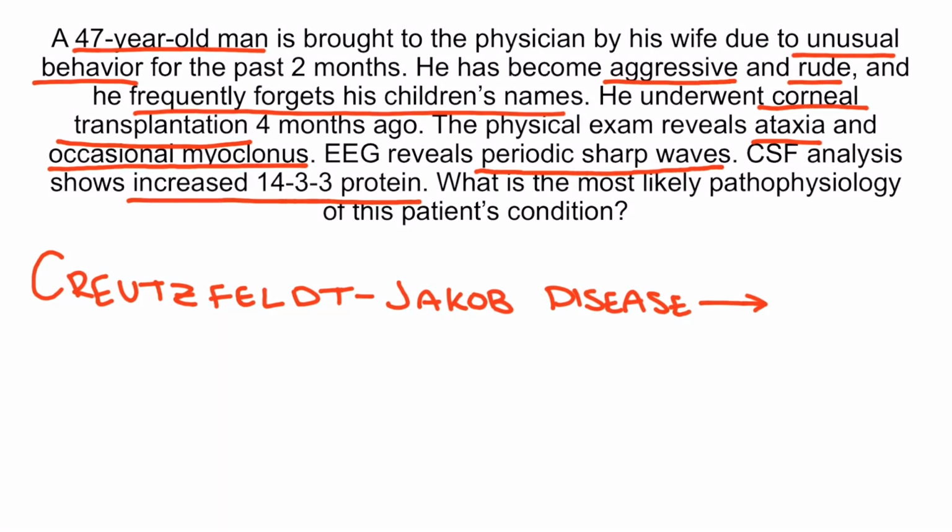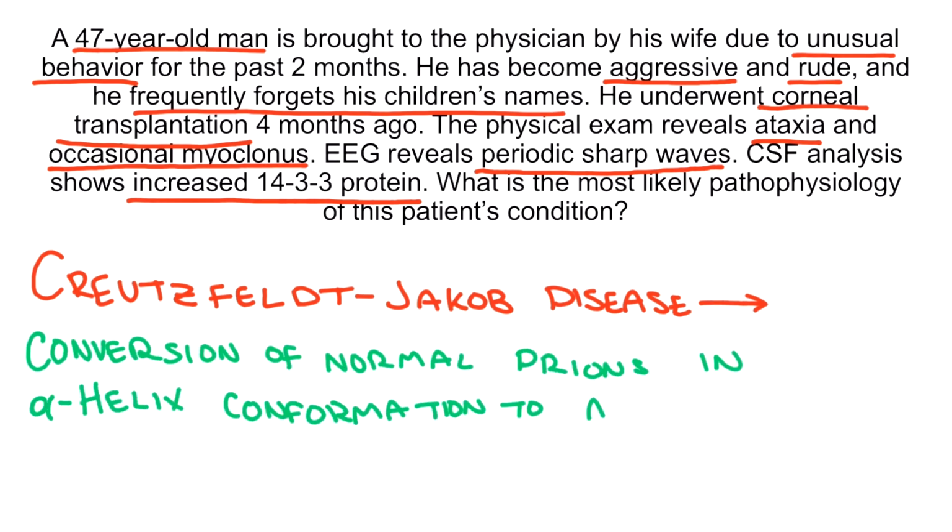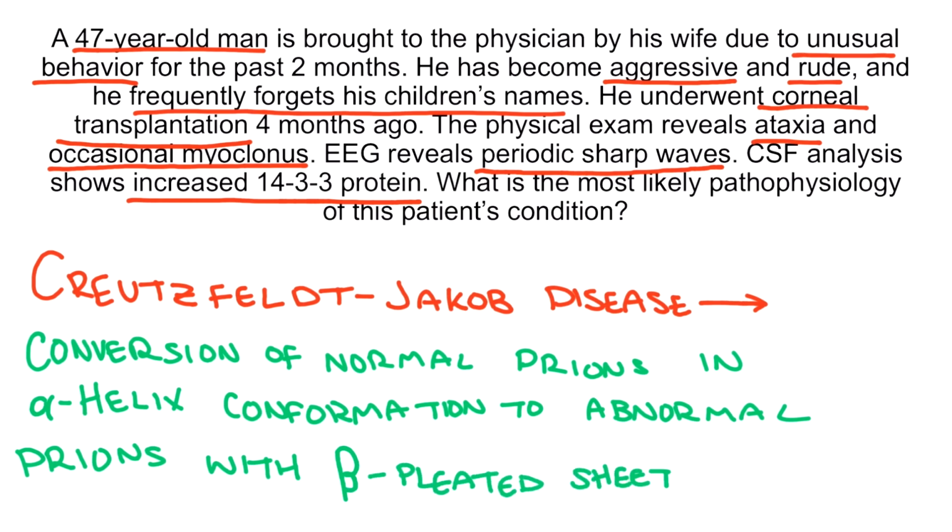Prion diseases are caused by accumulation of abnormal prion proteins in beta-pleated sheet conformation. Abnormal prion proteins then convert the normal prions with alpha helix conformation into abnormal ones.